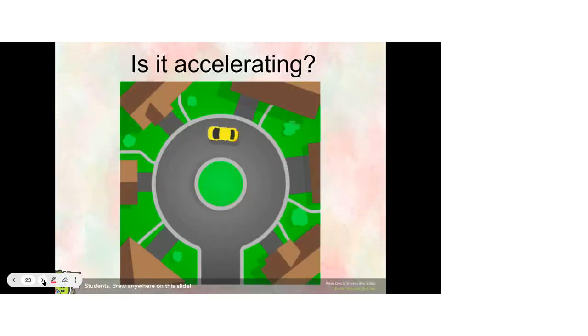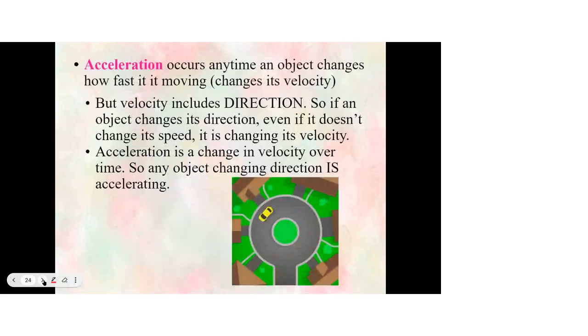Okay, so is turning the corner accelerating? Well, of course it is, because you feel it. When you turn the corner sharply, you feel yourself being pushed, right? Acceleration occurs anytime the object changes how fast it's moving or changes its velocity, but velocity includes direction. So if an object changes its direction, even if it doesn't change speed, it's changing velocity. Acceleration is a change in velocity over time, or changing direction.